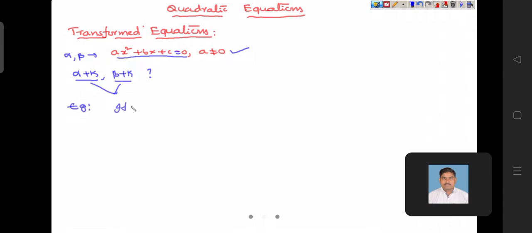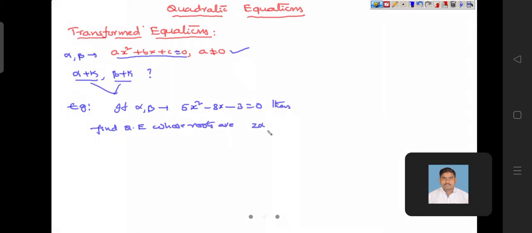If alpha, beta are the roots of 5x² - 8x - 3 = 0, then find the quadratic equation whose roots are 2 alpha, 2 beta.